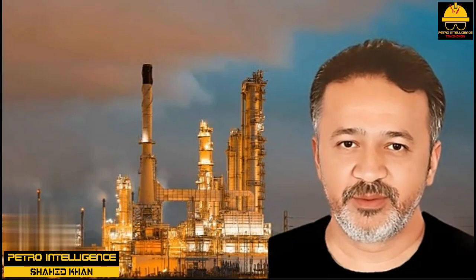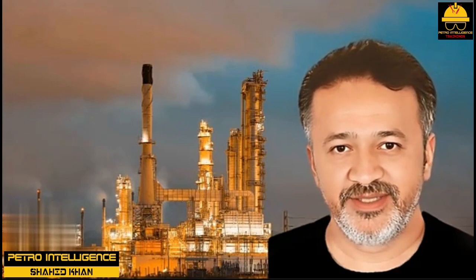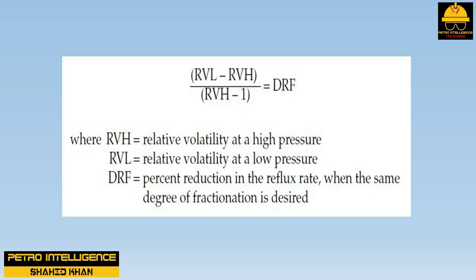This increase in relative volatility allows one to make a better split at a given reflux rate, or to make the same split at a lower reflux rate. We can quantify this last statement as follows. (RVL - RVH) / RVH = DRF, where RVH equals relative volatility at a high pressure, RVL equals relative volatility at a low pressure, and DRF equals percent reduction in the reflux rate when the same degree of fractionation is desired.